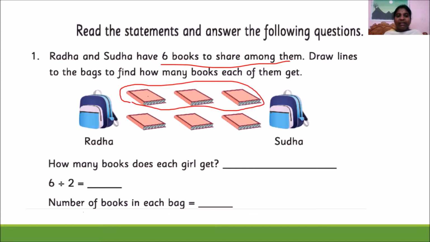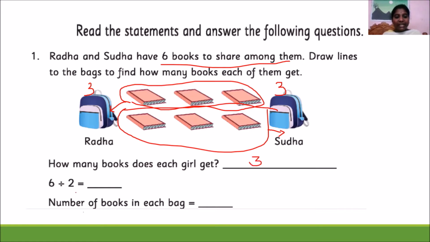Now we can share the top 3 books to Radha and below 3 books to Sudha. Now tell me, children, whether they get an equal number of books? Yes. Radha gets 1, 2, 3, 3 books, and Sudha also gets 3 books. Now we are going to answer the following questions. How many books does each girl get? Yes. How many books, children? 3.